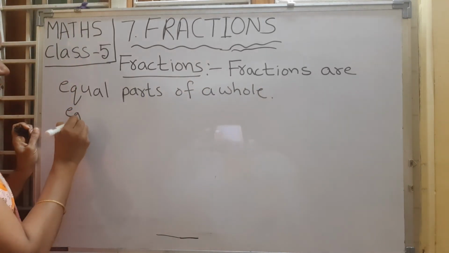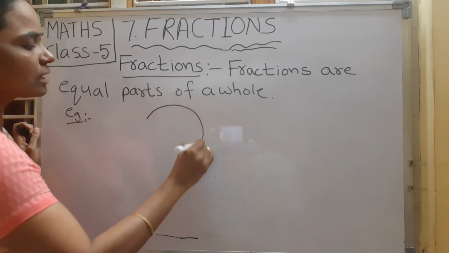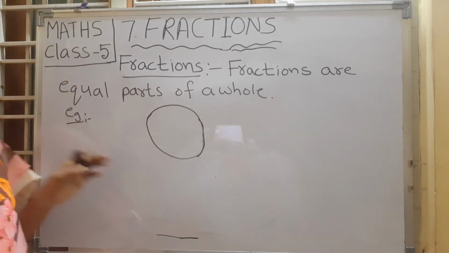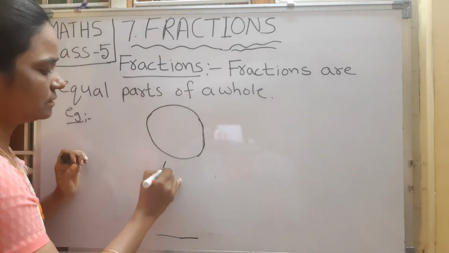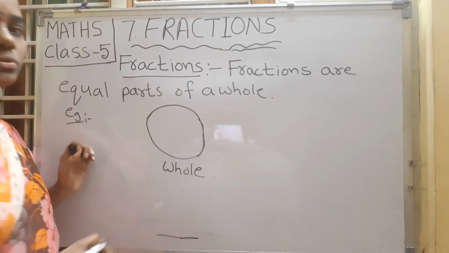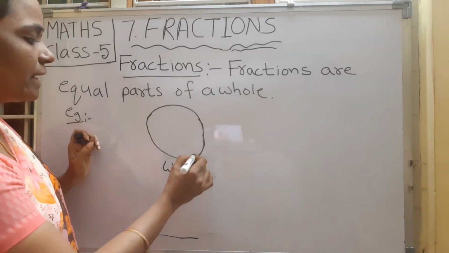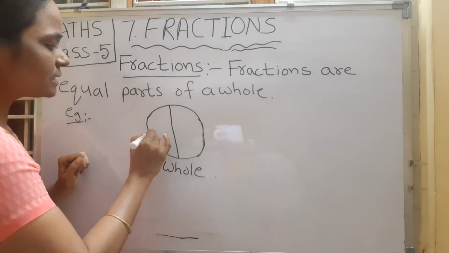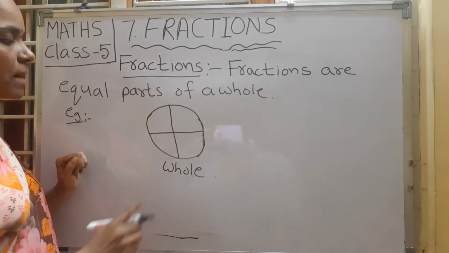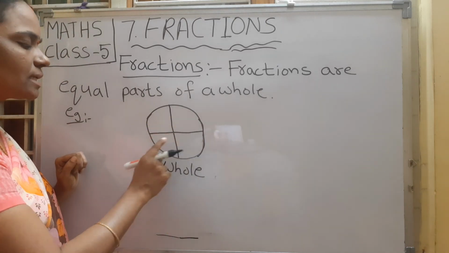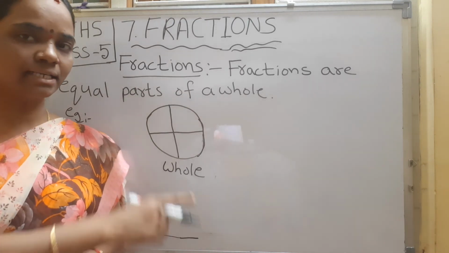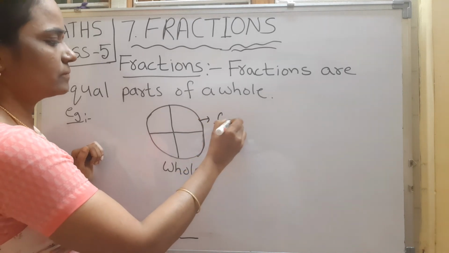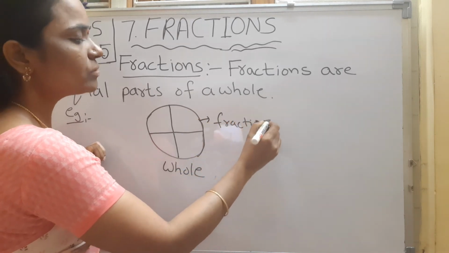For example, take a whole, take a shape. This is a whole thing now. Now what I am going to do? I am going to make some equal parts of this whole. How many equal parts did I make here? 4. 1, 2, 3, 4. So this whole is divided into 4 equal parts. So each part is a fraction. Each part is known as a fraction.